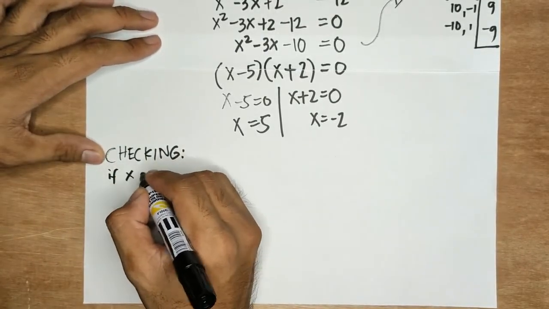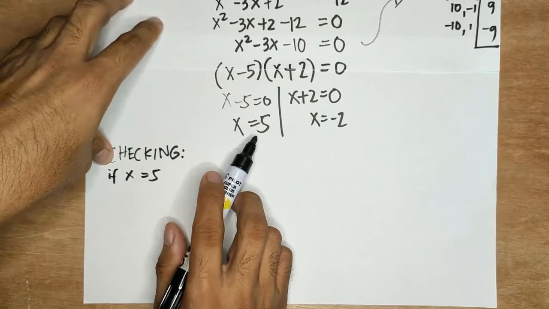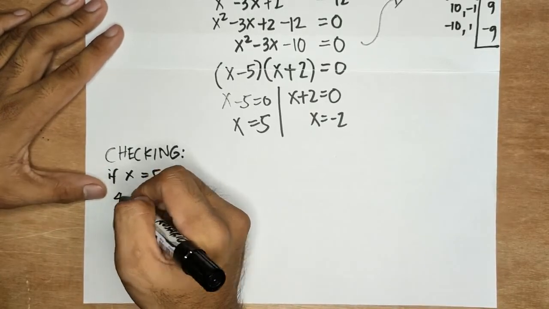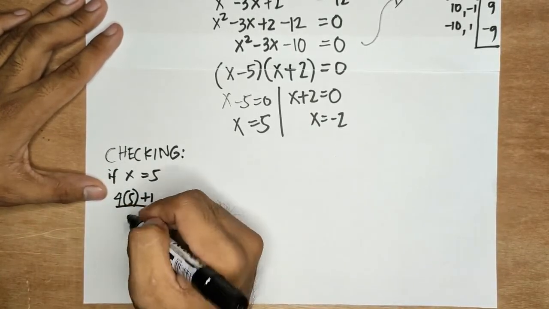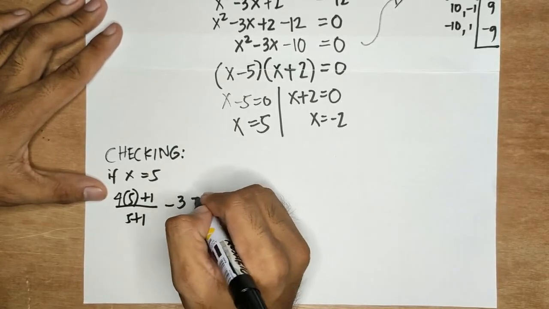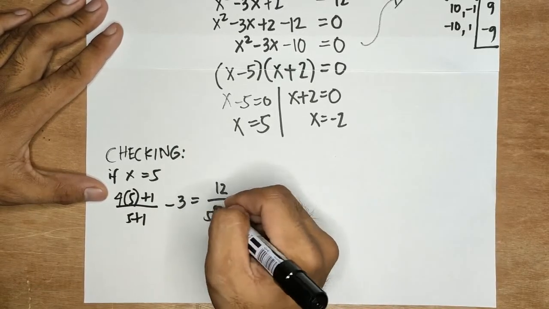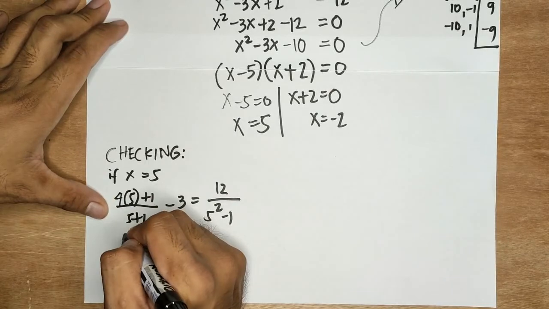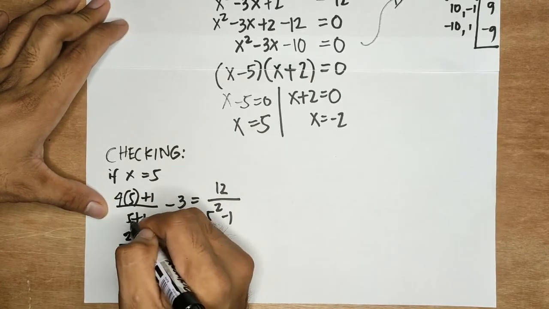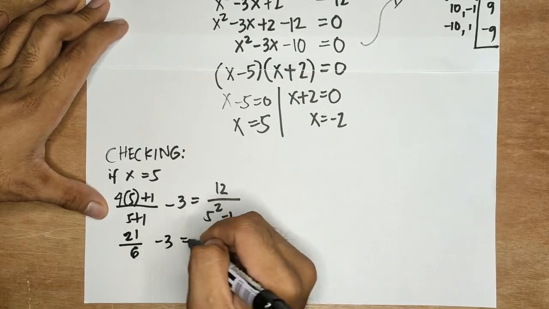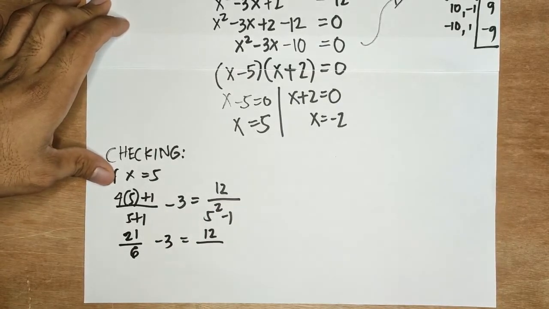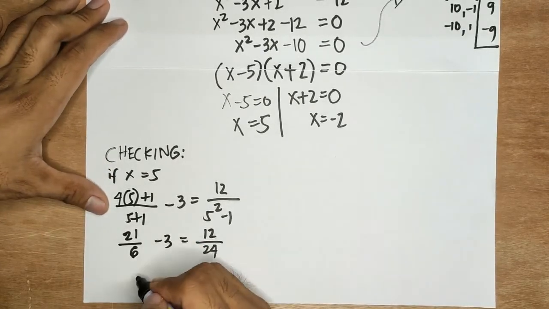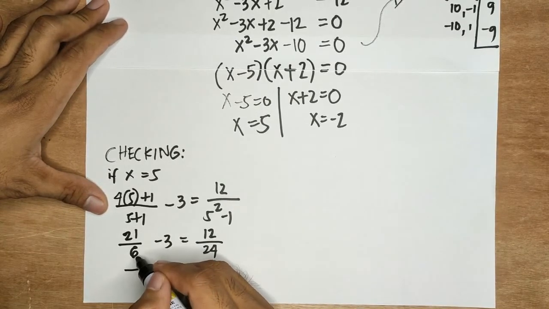If x is equal to 5, so substituting 5 to all the terms in our original equation, we have 4 times 5 plus 1 all over 5 plus 1 minus 3 is equal to 12 all over 5 squared minus 1. So simplifying further, we have 4 times 5 is 20 plus 1 is 21 all over 5 plus 1 is 6 minus 3 is equal to, this is 12 all over 5 squared is 25 minus 1 is 24. So the LCD here is 6.